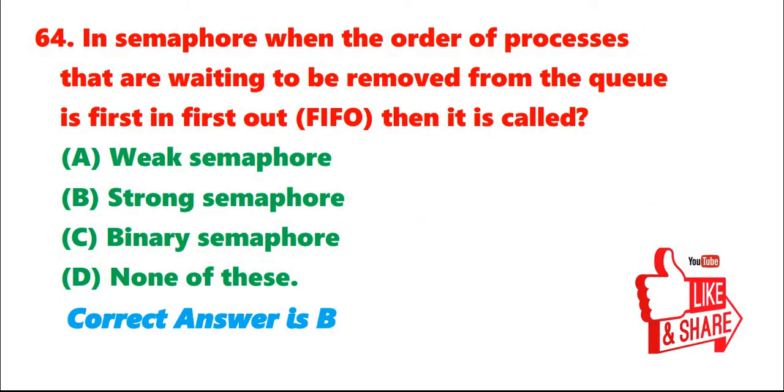64. In semaphore, when the order of processes that are waiting to be removed from the queue is first in first out, FIFO, then it is called: A. Weak semaphore, B. Strong semaphore, C. Binary semaphore, D. None of these. Correct answer is B.